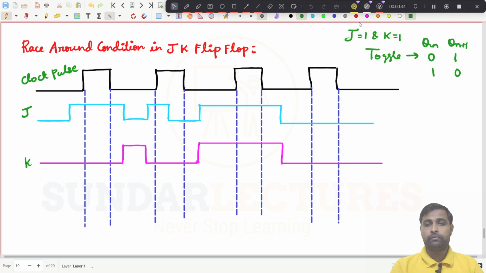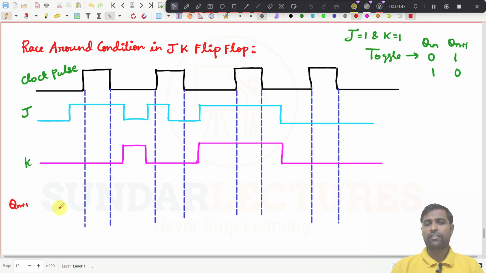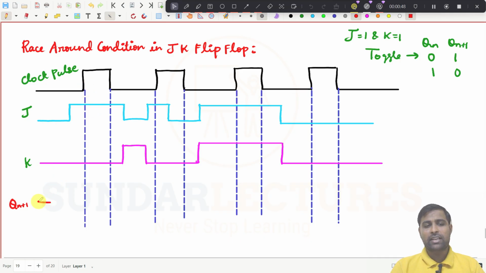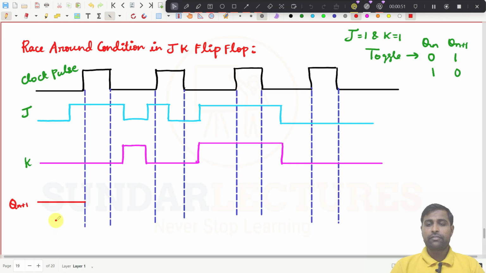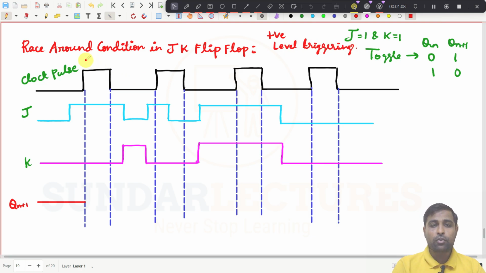So what we will do now is try to draw the Qn plus 1 state, maybe the output of a flip flop. Until now, I'm just assuming that the present state of the flip flop is 0. Here I am assuming positive level triggering. So at positive level triggering, what happens? It will check for this condition.